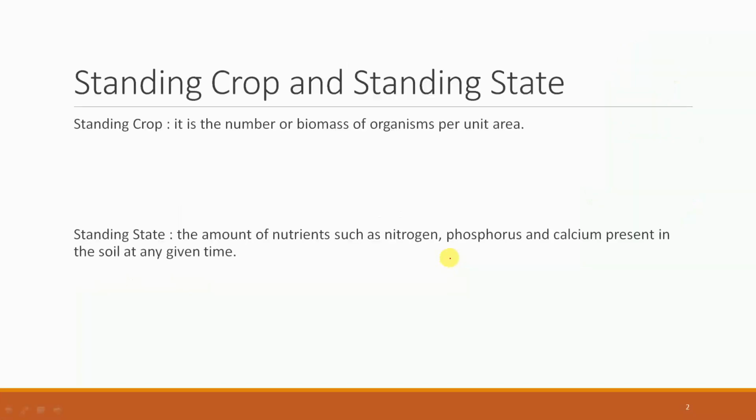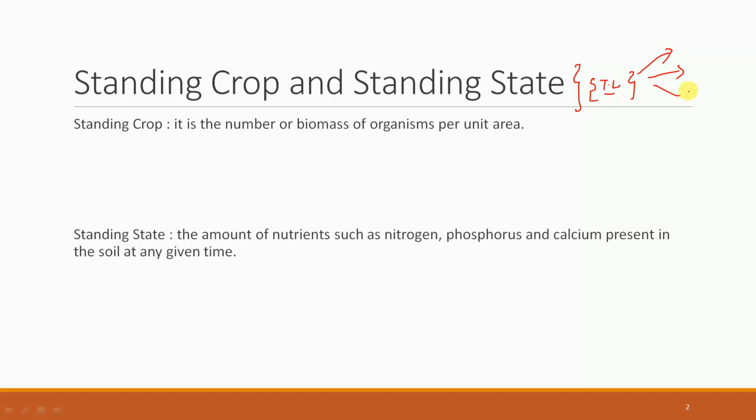The topic for today is the standing crop as well as the standing state. Now we have already discussed the various trophic levels in the previous video, and this video is related to that. Once the trophic levels are decided, that means autotrophs are there, then there are phagotrophs, and then there are saprotrophs.